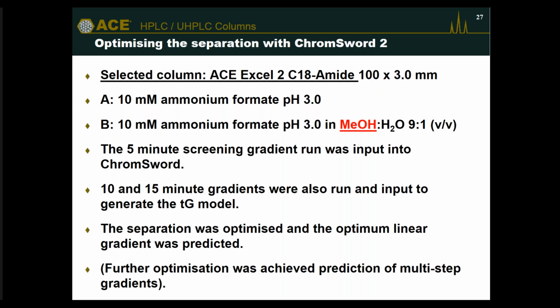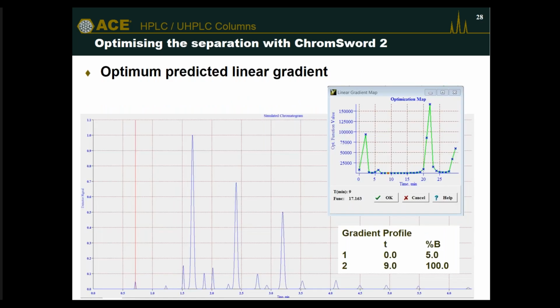We then optimize the separation, first of all for a linear gradient to see if we could get separation of all of our compounds, and then we allow the software to also try and predict or recommend multi-step gradients as well. So using the software, this was the optimum predicted linear gradient.